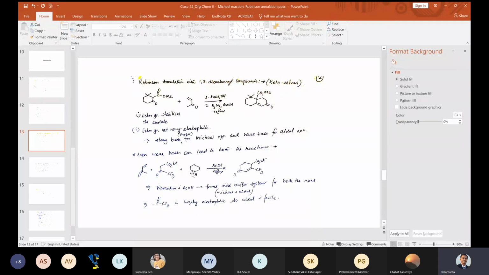In this case, this amine, piperidine, and acetic acid basically form a kind of mild buffer system, which is favorable for doing both the reactions, which is Michael plus aldol. This I have already told, the COCH3 is highly electrophilic, highly electron withdrawing in nature, so this aldol is very much facile.